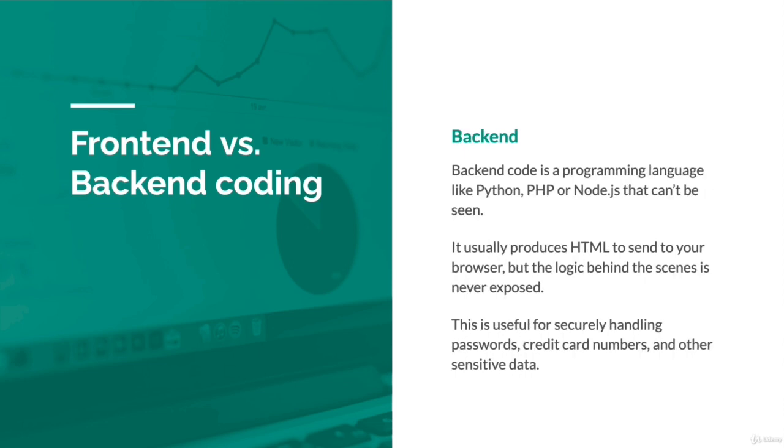Next up, we have back-end code. Back-end code is a programming language like Python, PHP, Node.js, Java, something like that. It usually produces some sort of HTML to send to your browser, but the logic behind the scenes is never actually exposed. Whereas with front-end code, that logic can be completely exposed.